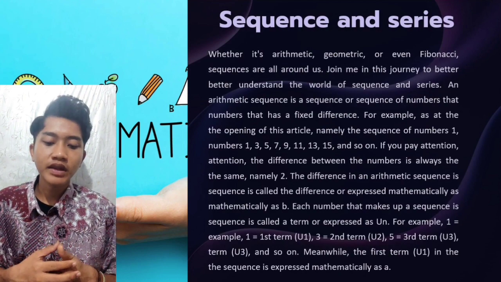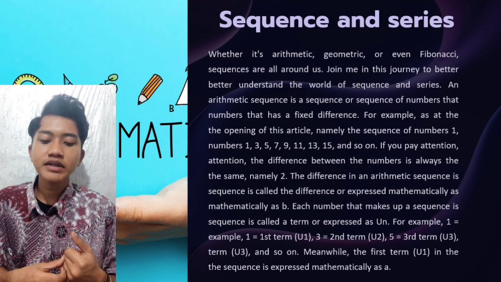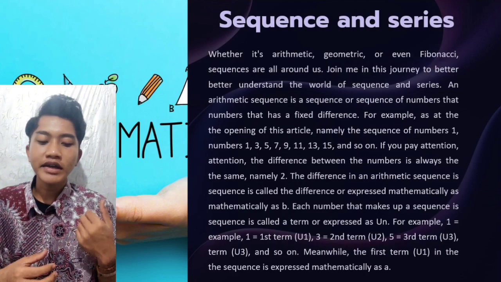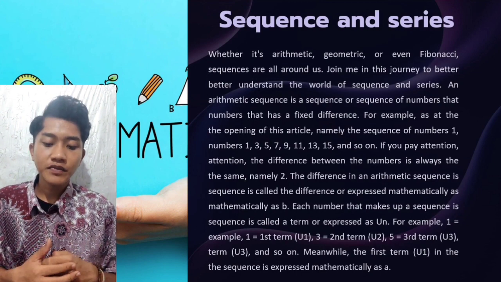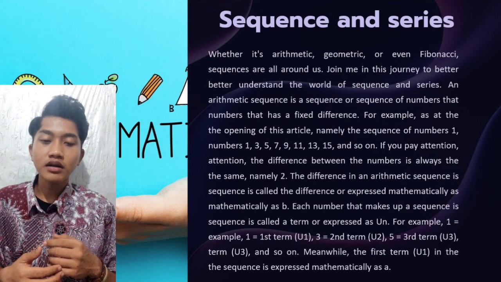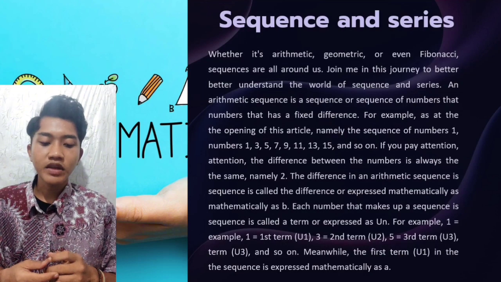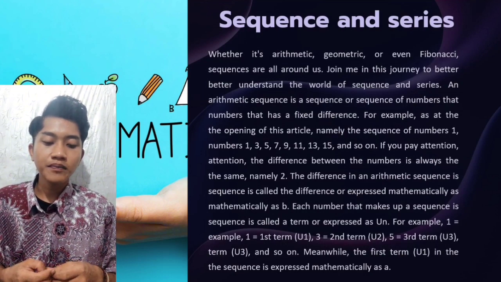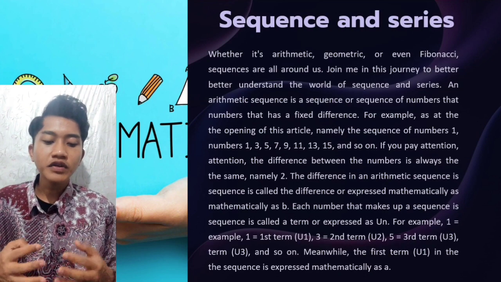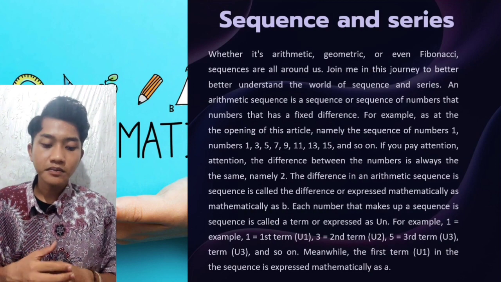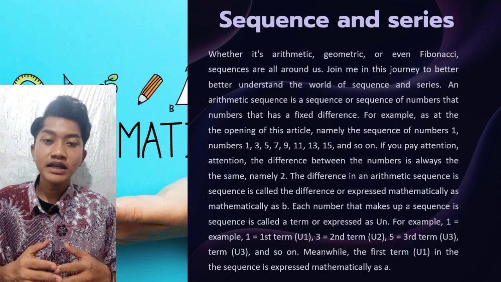Mathematically it is expressed as b. The numbers that make up the sequence are called terms, expressed as U_n. For example, 1 is the first term or U1, 3 is the second term or U2, 5 is the third term U3, and so on. Meanwhile, the first term or U1 in the sequence is expressed mathematically as a.